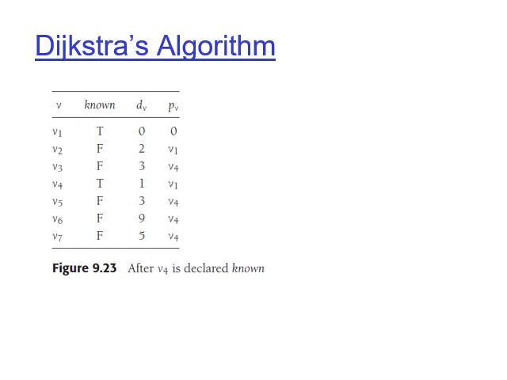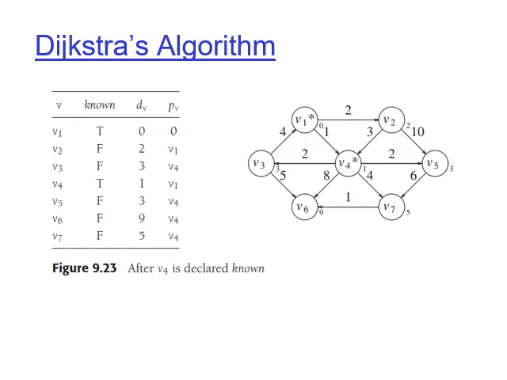So after we have declared V4 known, this is the corresponding graph. Look, we have drawn the corresponding graph, and against each node, the number is representing the current value of the shortest path weight. Against V6, we can see a little 9. That little 9 represents that the shortest path weight at the moment is 9 from V1.